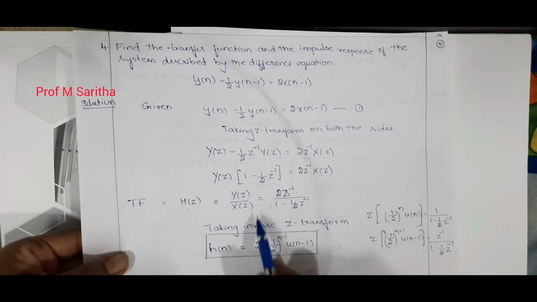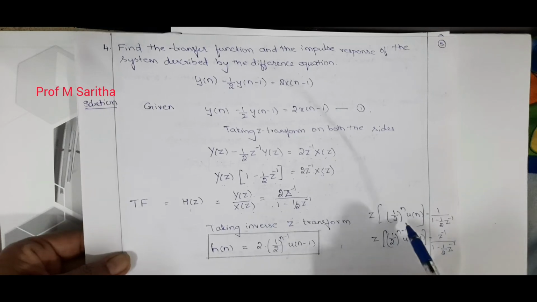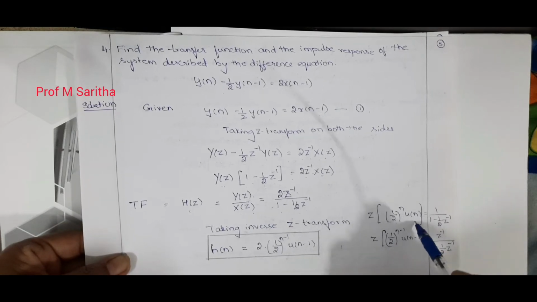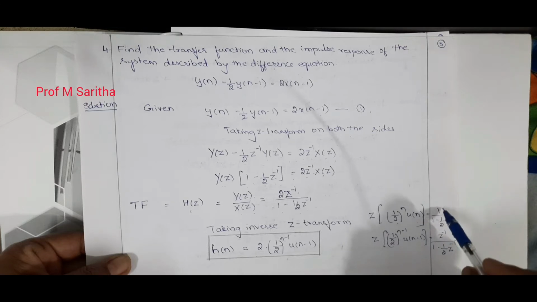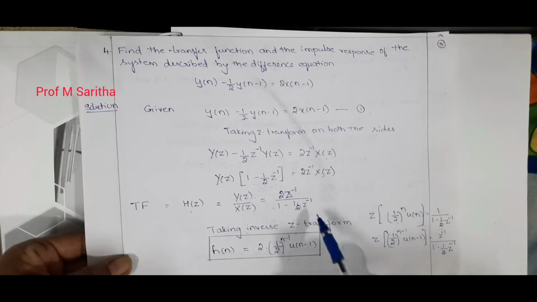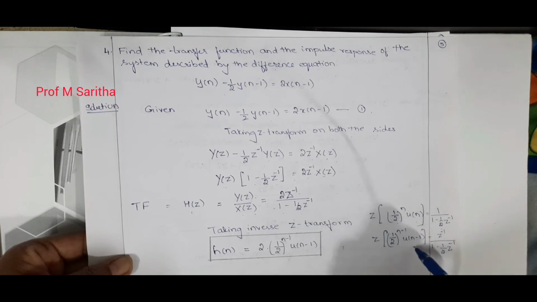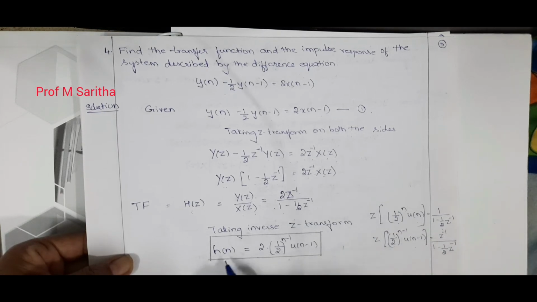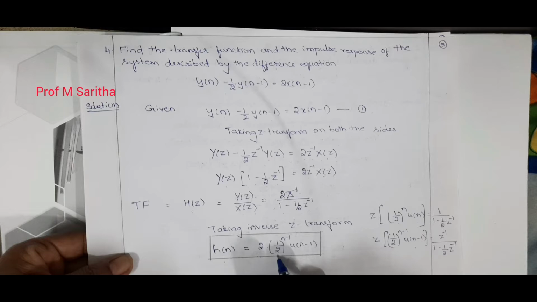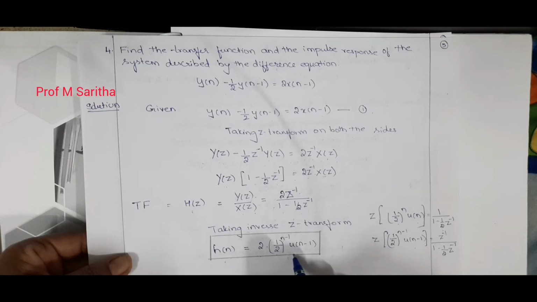This 2 is a constant, we will take it aside, and here 1 by 2 whole raised to n u of n is 1 by 1 minus 1 by 2 z inverse, but here we have a z inverse, that is nothing but a shifted version of the signal. Therefore h of n is equal to 2 into 1 by 2 whole raised to n minus 1 u of n.